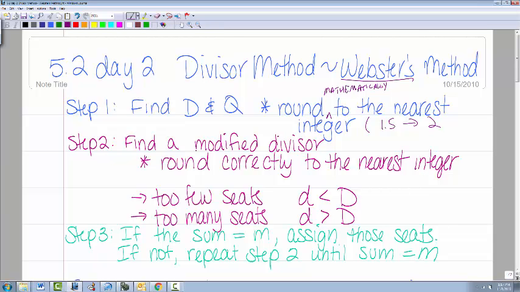So we're going to modify the divisor the same way we did with Jefferson's method. That's D1. And then after that, we're going to use a process to narrow down what would be the best divisor in order to give out M amount of things. For our example of that state or that country, 300 has to be the number that we give out perfectly.